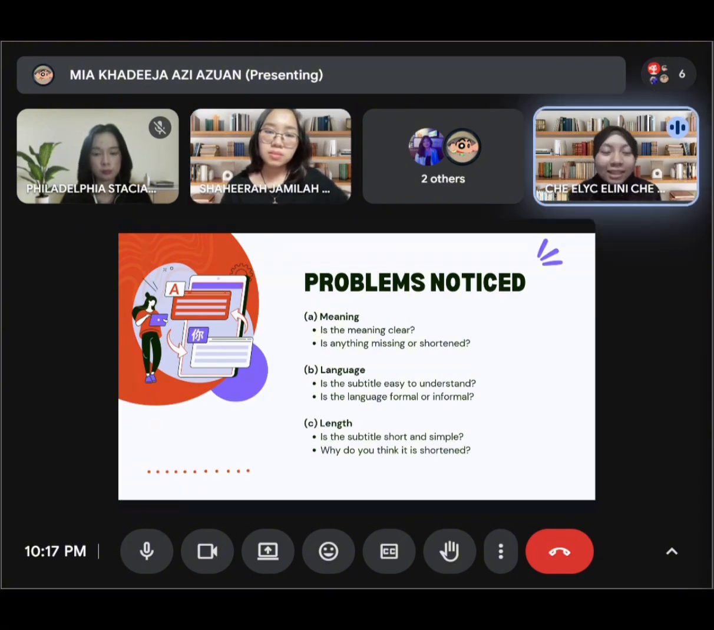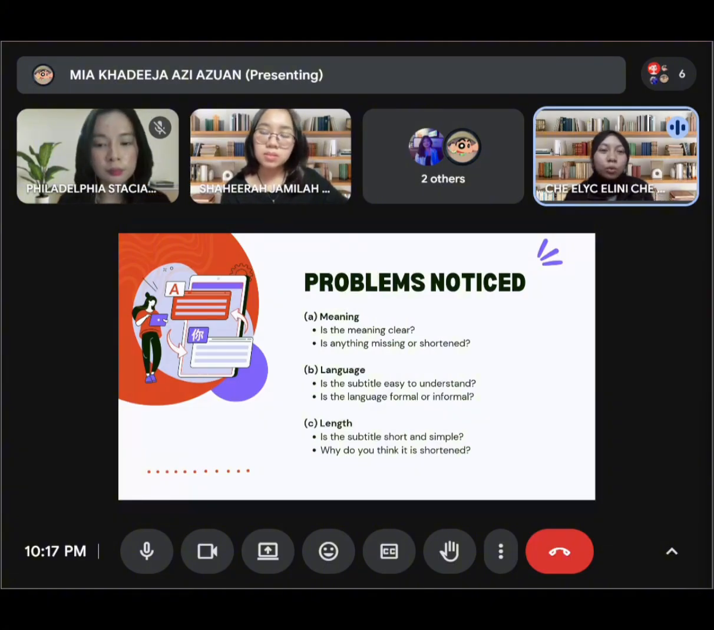So last but not least, length. Some subtitles are short and simple, such as "saya tidak sengaja tembak dia" and "saya tidak sangka yang awak yang sedang berjalan melalui pintu itu". These work well and are easy to read for the viewers.